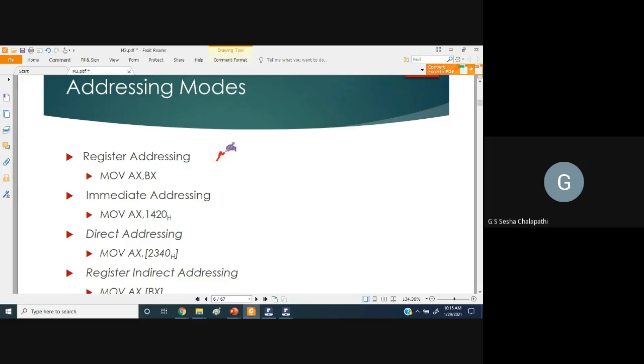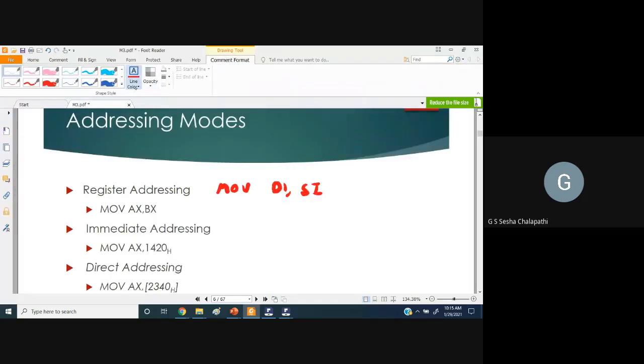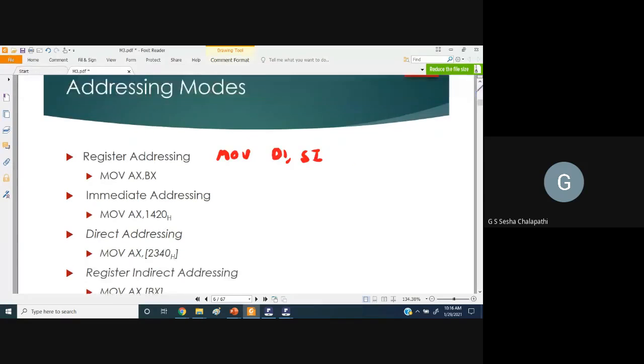Some more examples: MOV DI, SI. This is also an example of register addressing mode. It is the simplest of the addressing modes, wherein both the source and destination are registers. Now the second kind of addressing mode is the immediate addressing mode.